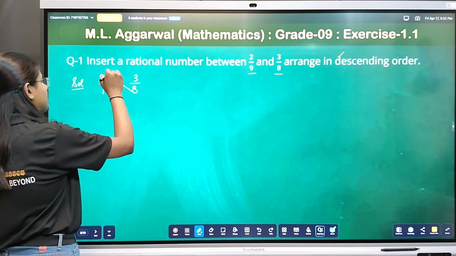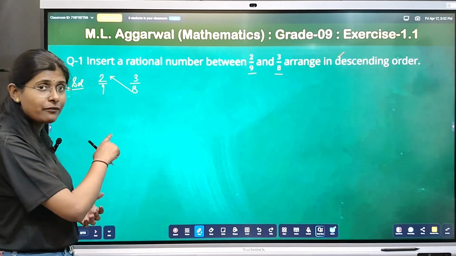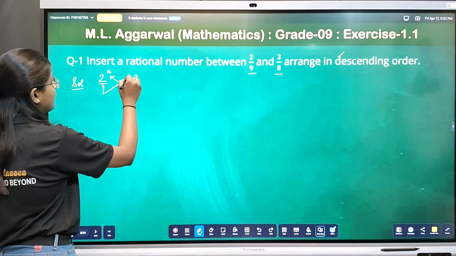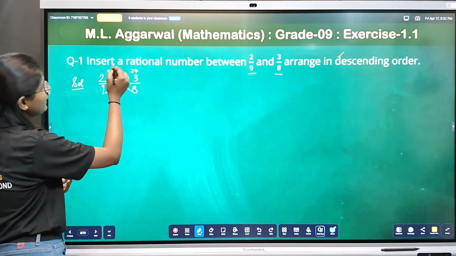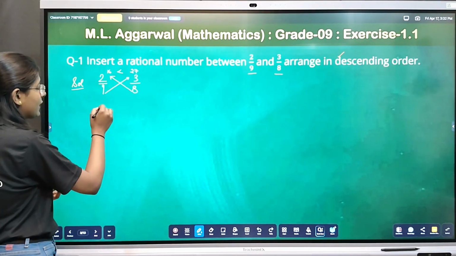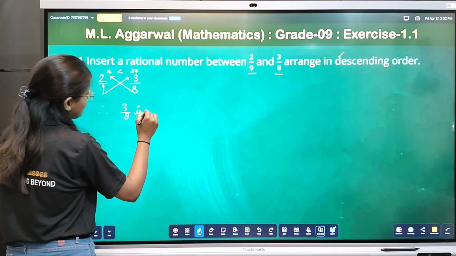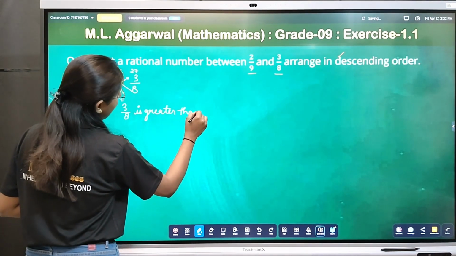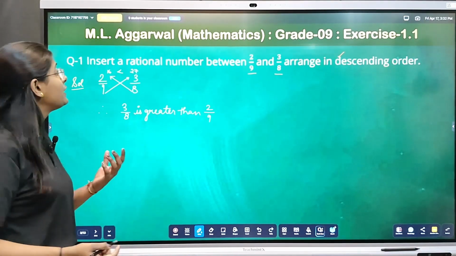It's like multiply the denominator of one number to the numerator of another number. You'll be getting 16 here. And here 9 3s are 27. I hope you know that 27 is greater than 16. Therefore, 3 upon 8 is greater than 2 upon 9. Right? Now, how to find a number between them?